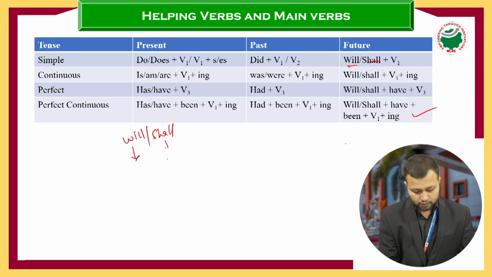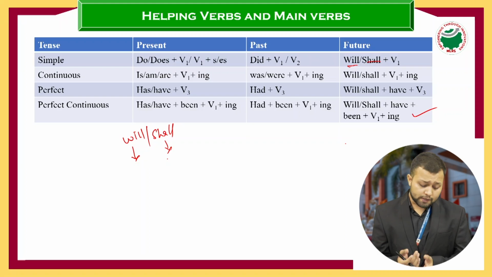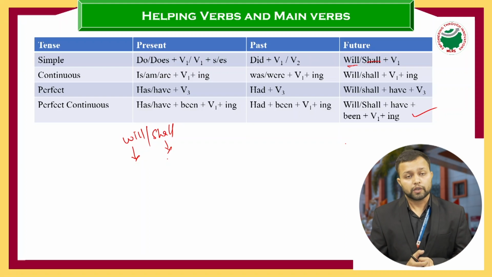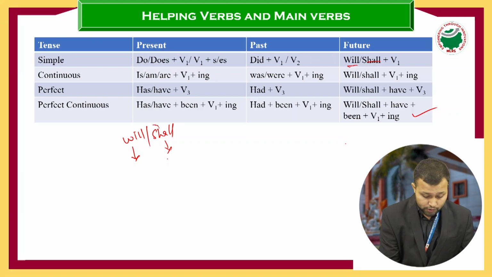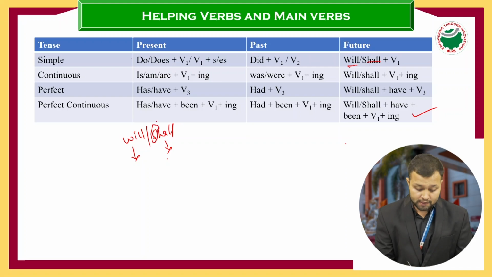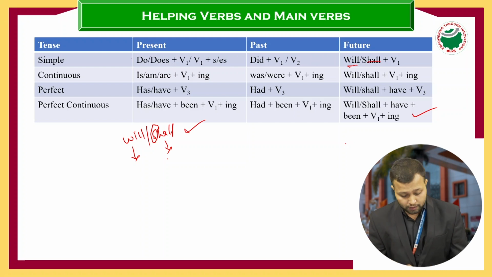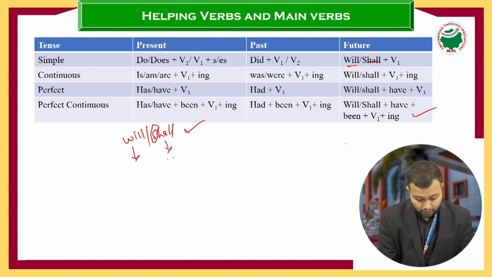Now you'll say, sir, s is there in shall and s is not there in will. Is shall a singular helping verb? Is will a plural helping verb? No, that is not the case. This s is not added to the root verb. This is the root verb. So where will we use will? Where will we use shall? Shall will be used with I or we. Will be used with all other subjects.